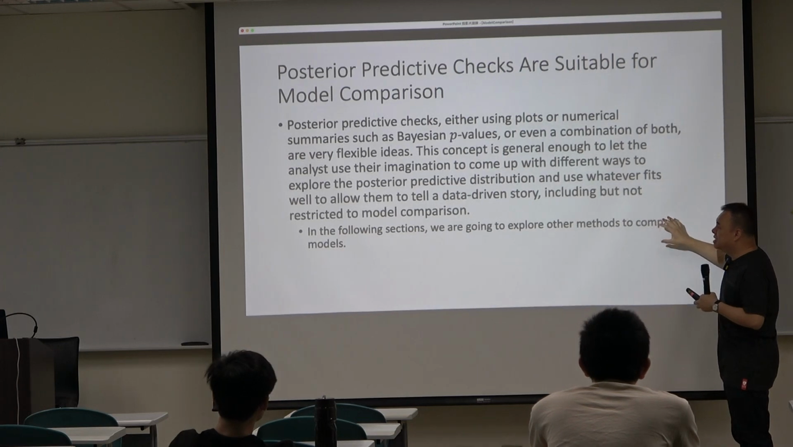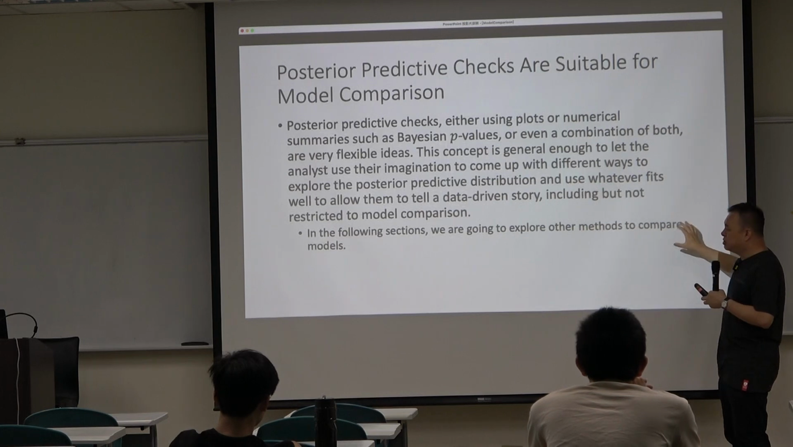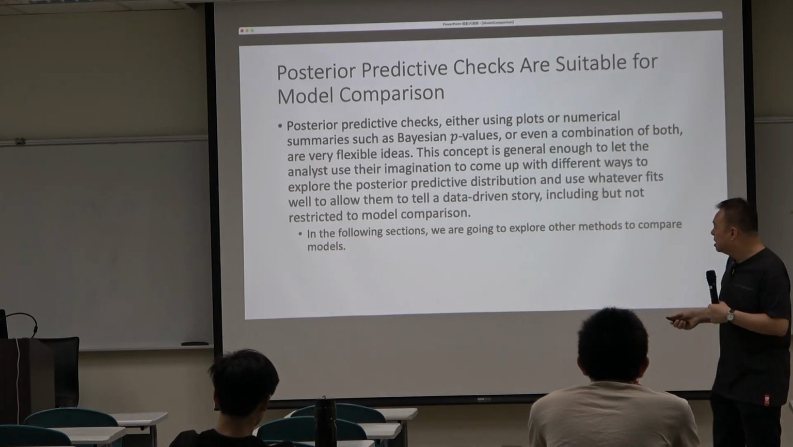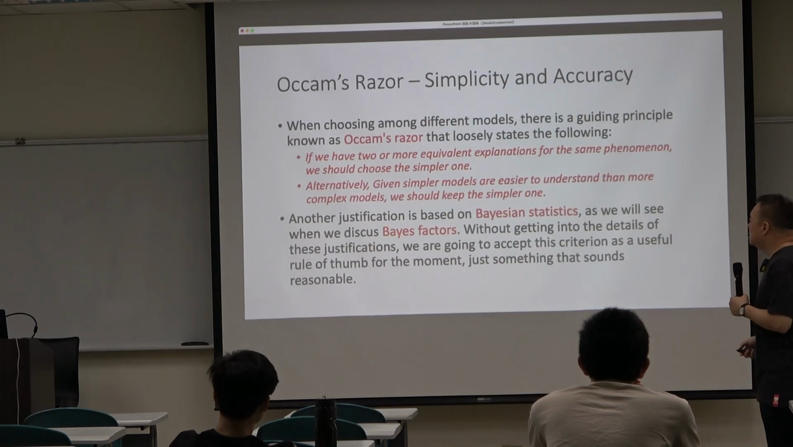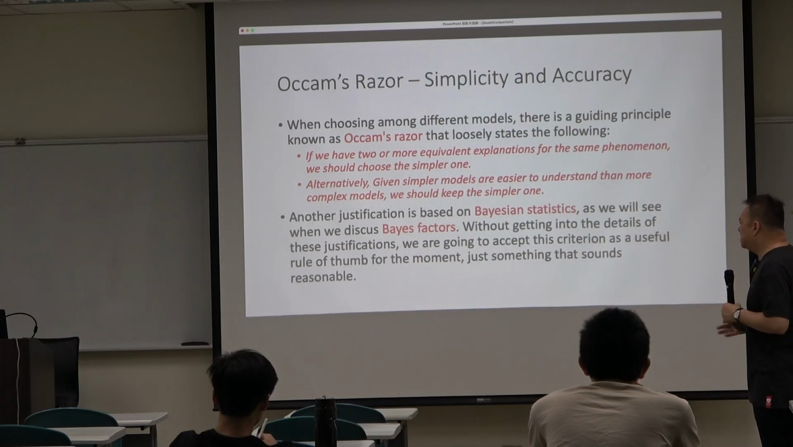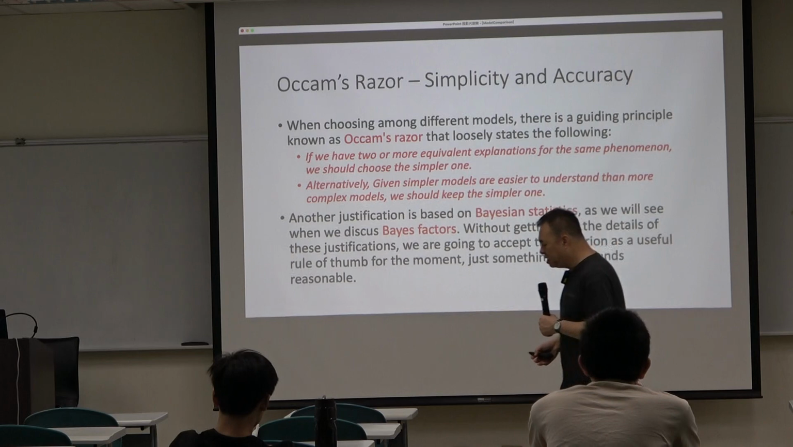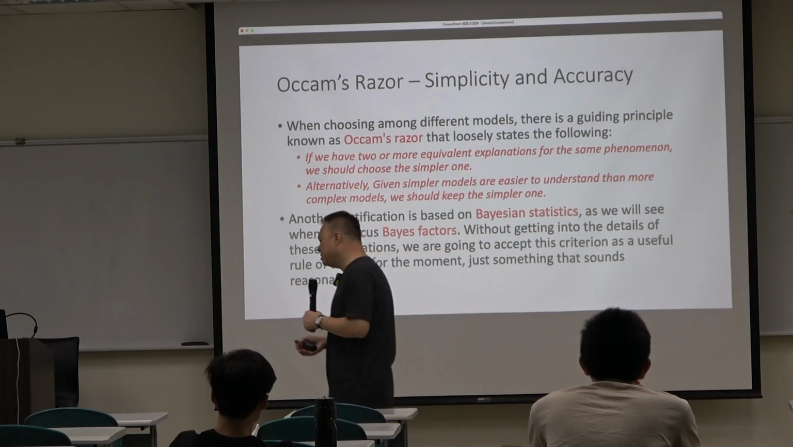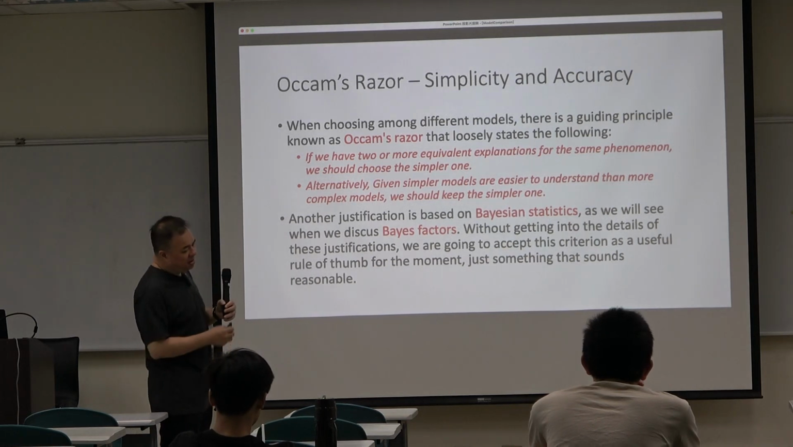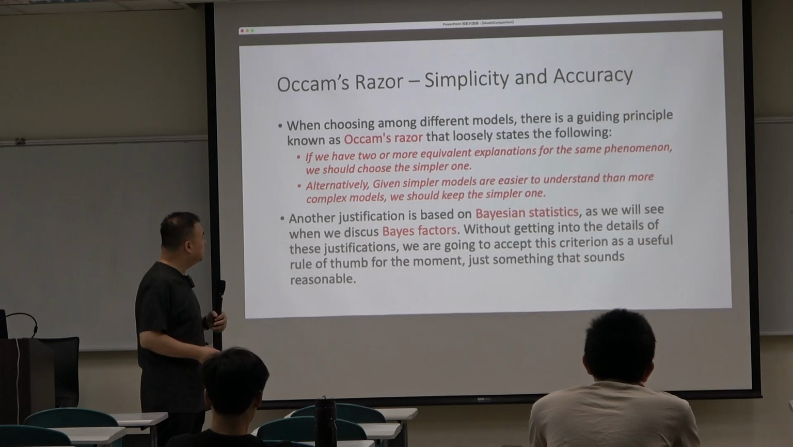So in the following material, we are going to explore other methods to compare models. The first tool that we can use is the posterior predictive check. The second type of tool has a big set of stuff.